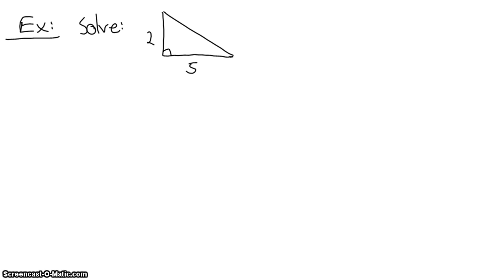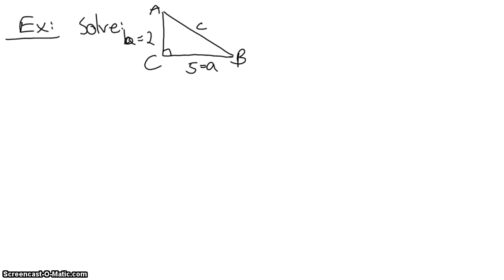First of all, I'm going to label everything, right? Always start by labeling everything. So let's call this c, angle C, and then a and b. And I guess if you want, you can label the known sides. You don't really have to. Let's call that b equals 2, and 5 equals a.